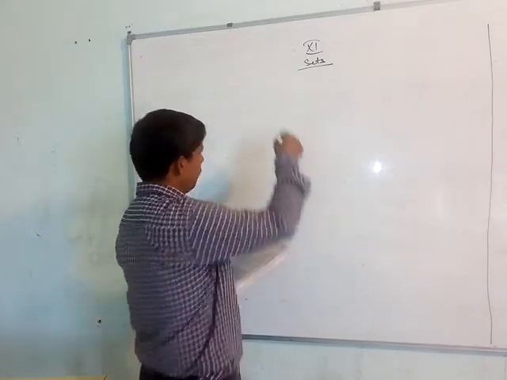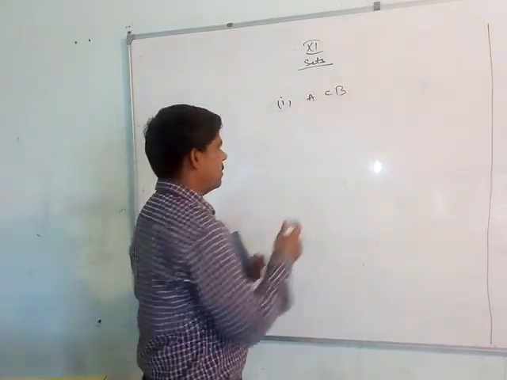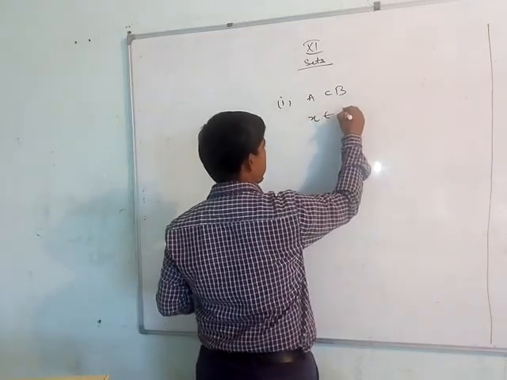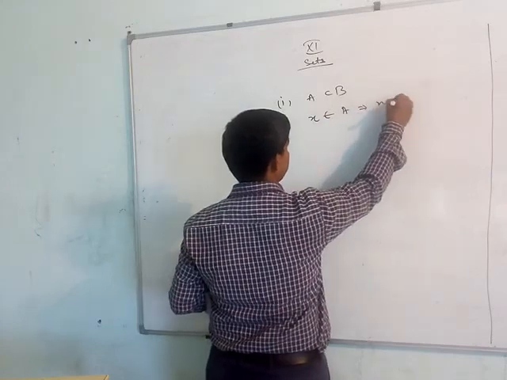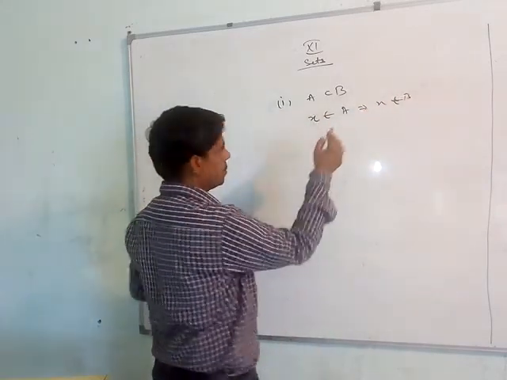What are those conditions? First condition, A is subset of B. इसका मतलब क्या होता है? That is, x belongs to A implies x belongs to B. This is the meaning, okay? x belongs to A implies x belongs to B.